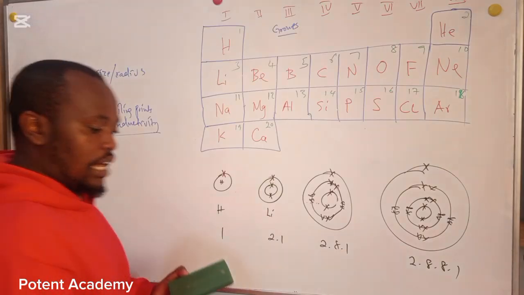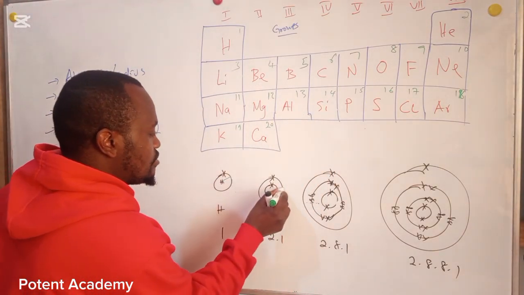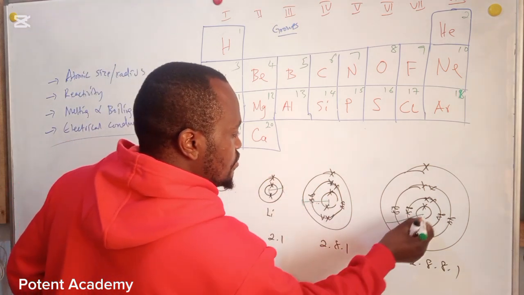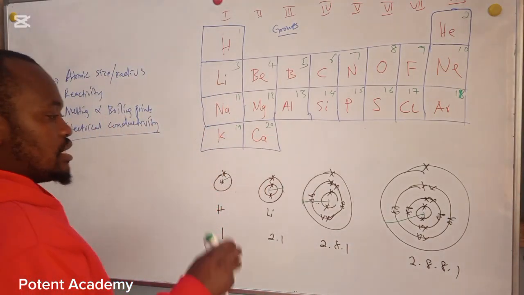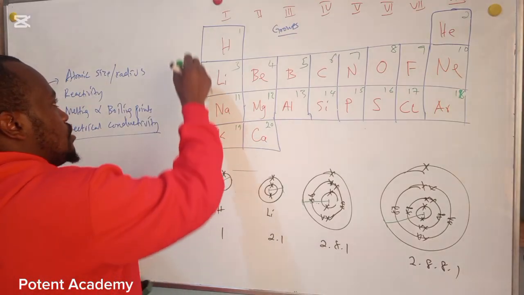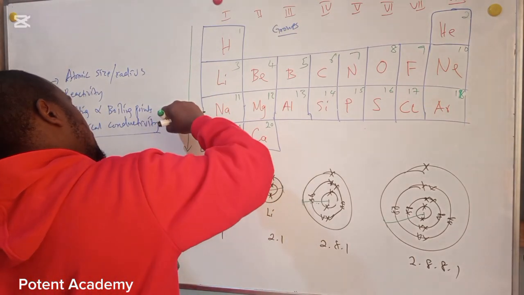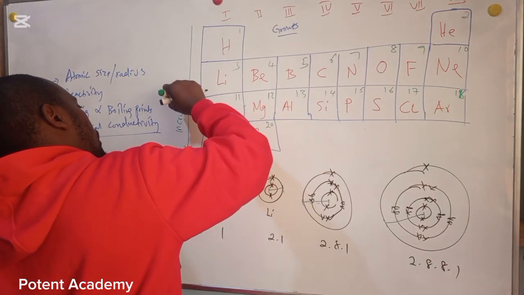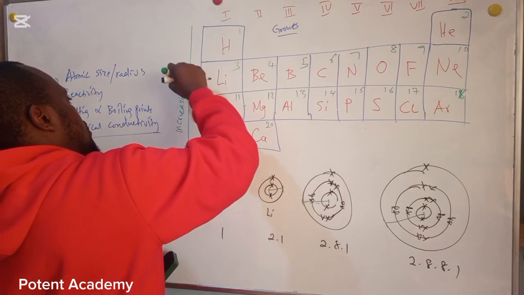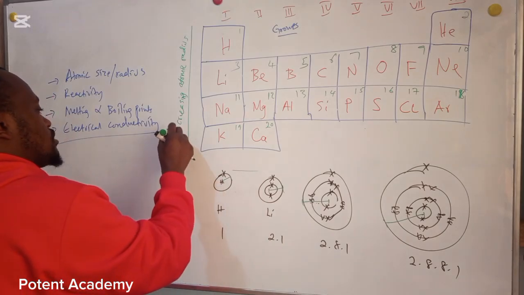So when we are talking about atomic radius, what are we talking about? Atomic size, we are looking at the distance from the center. The distance from the center. So what happens? It is increasing. As you go down the group, you can write in your notes that you have increasing atomic radius. Increasing atomic radius.